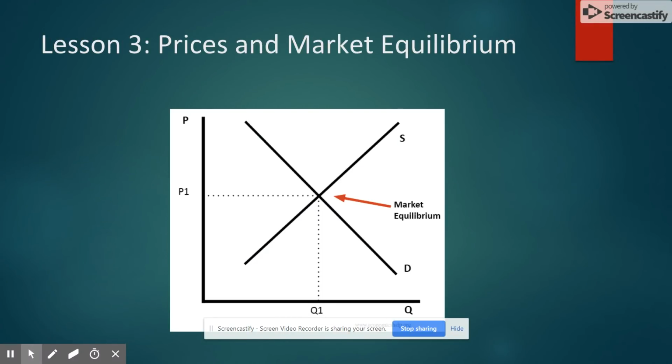Okay, so today we're going to jump into lesson 3. You should be looking for the piece of paper that says lesson 3, prices and market equilibrium. And at the top corner, it should have an L3.